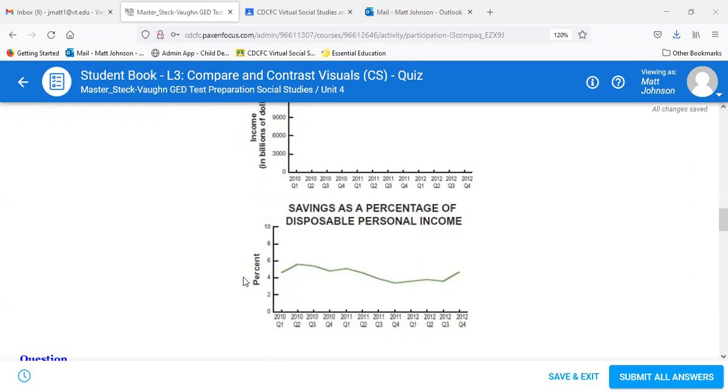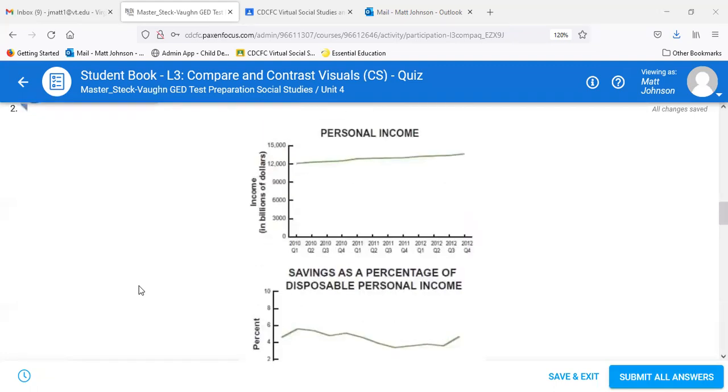We see more savings at the beginning there in early 2010, starts to decline some by the time we get to the end of 2010, takes a real dip by the time we get to the end of the fourth quarter 2011, and then a little bit of an upswing, and then a little more of an upswing by the time we get to the end of 2012.